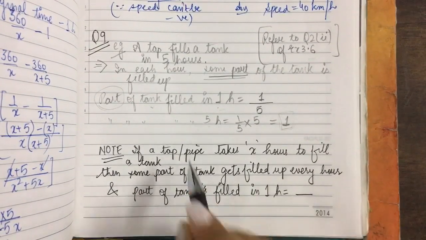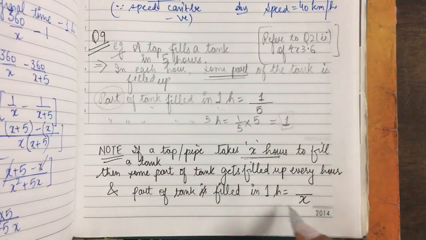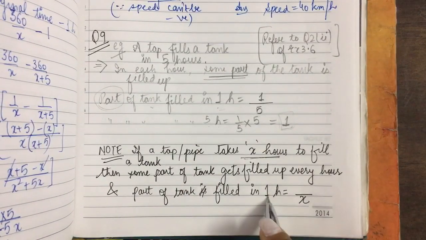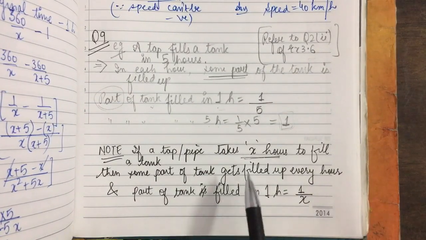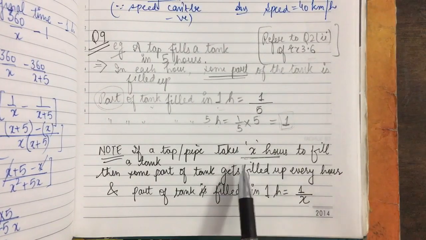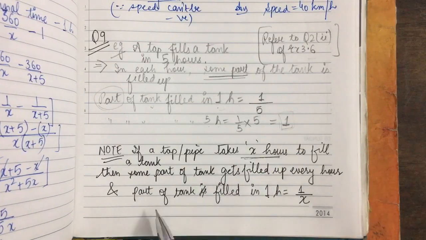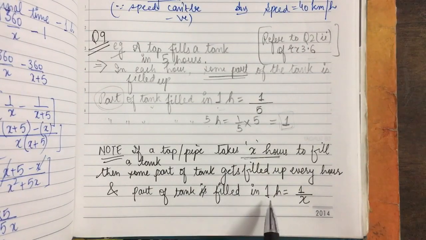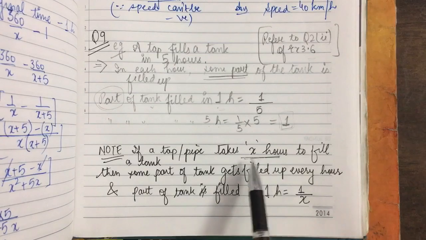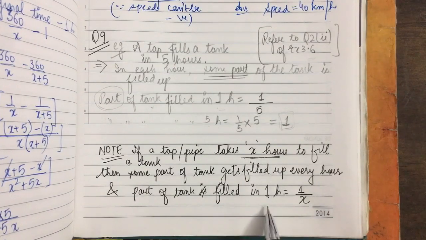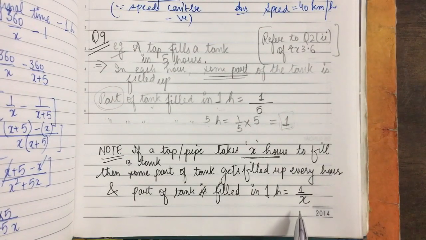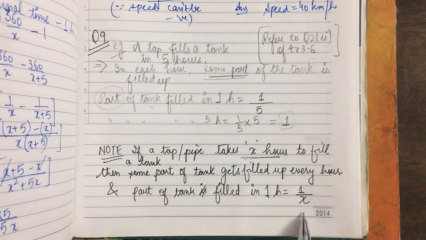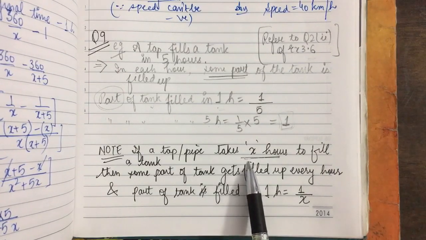This will be the total time in the denominator, and because we are calculating for 1 hour, the numerator will be 1. You could simply remember this: if you know the total time taken and you want to find out how much work is done in 1 hour, the total time is X hours and the work done in 1 hour will be 1 by X. It's the reciprocal of the total time.